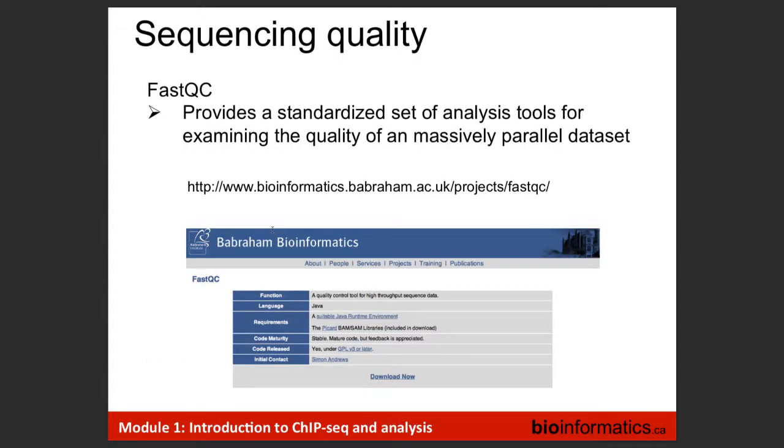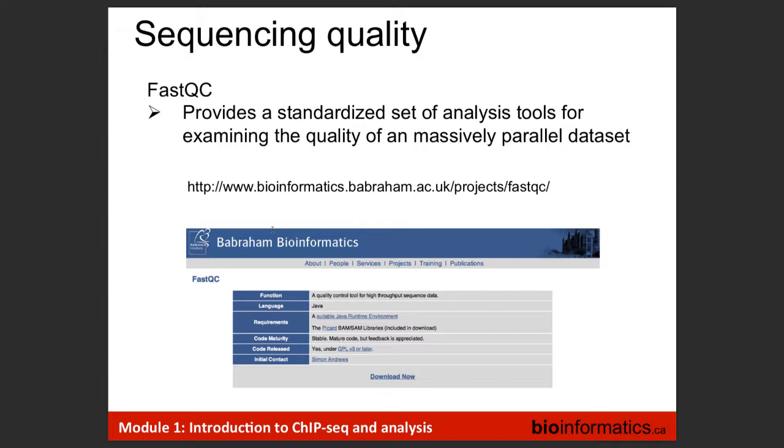So this is the tool that we're going to run. You can run this tool using a user interface, but we're going to run it using the command line in module one. It'll generate an HTML file, which you can then go through and look at the outputs in the various categories that it generates. This is something you should run for all of your FASTQ files that you generate.